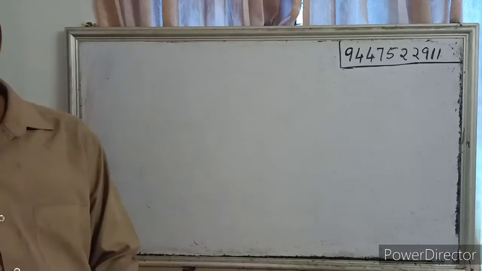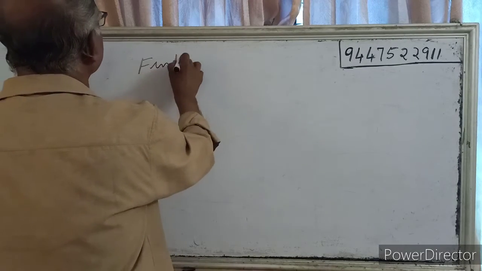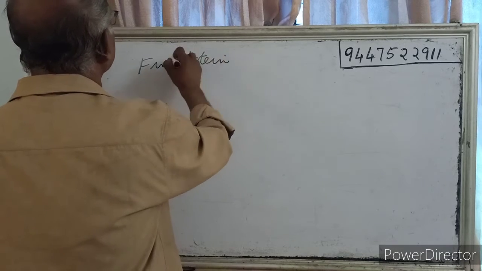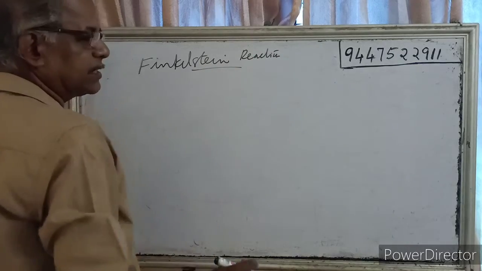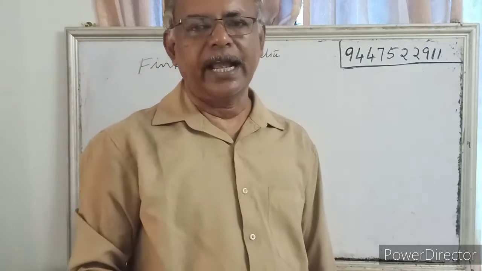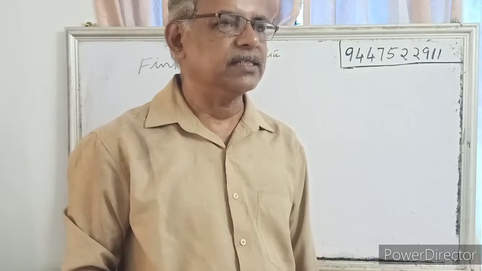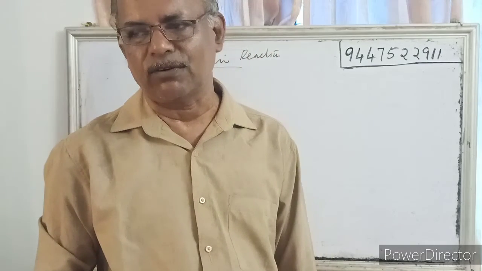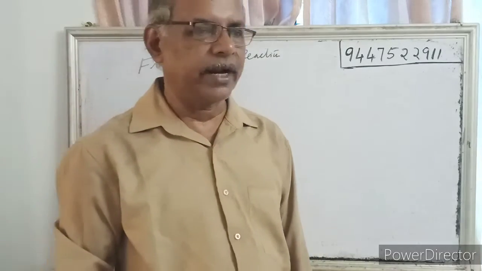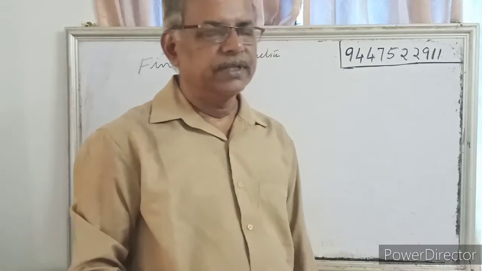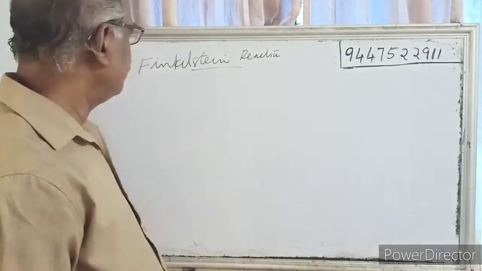Next, you have to study two reactions. One is the Finkelstein reaction. The Finkelstein reaction says that alkyl iodides can be prepared by the reaction between alkyl chlorides or bromides with sodium iodide in the presence of dry acetone. That is, alkyl iodides can be prepared by using alkyl chlorides or bromides with sodium iodide in the presence of acetone. That reaction is called the Finkelstein reaction.